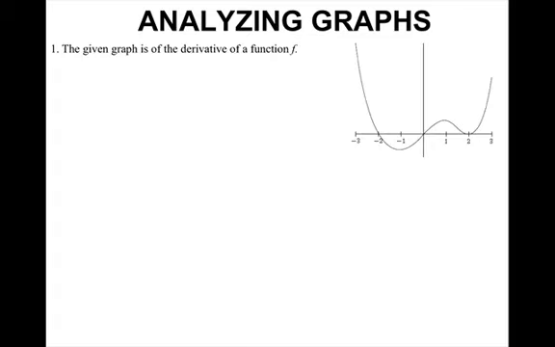All right, analyzing graphs. So the given graph is of the derivative of the function f. So this is the graph of the derivative. Find where f is increasing and decreasing and justify your answers.